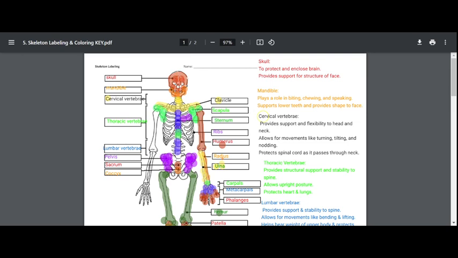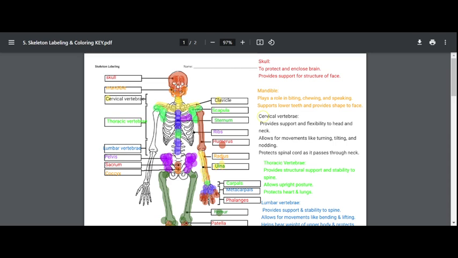I'm sure we're all familiar with this part the most. And then this little part right here in orange is called the mandible. Okay, and the mandible plays a role in biting, chewing, and speaking, and it supports lower teeth and provides shape to the face.